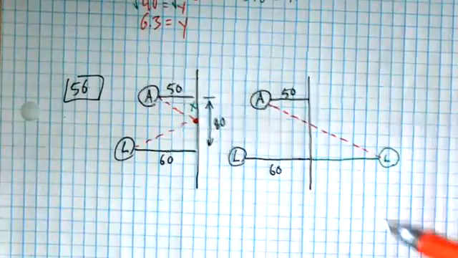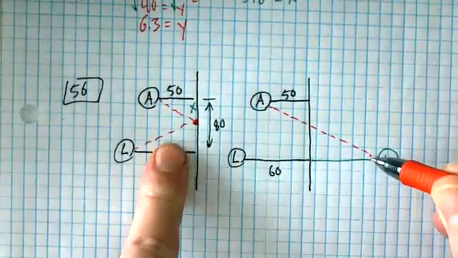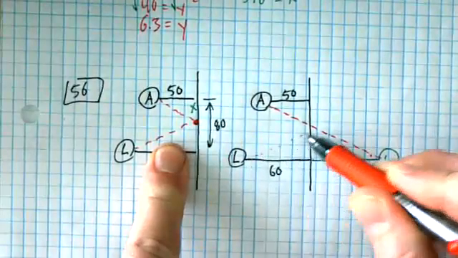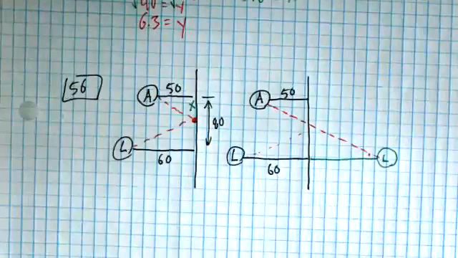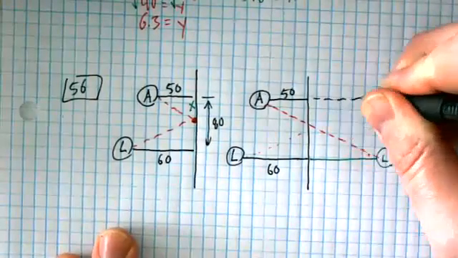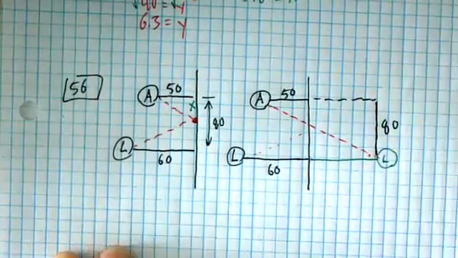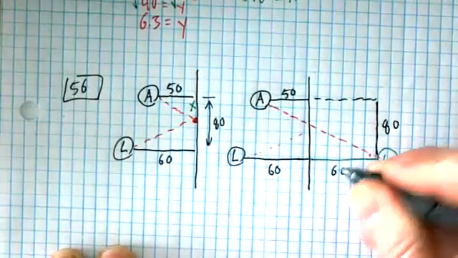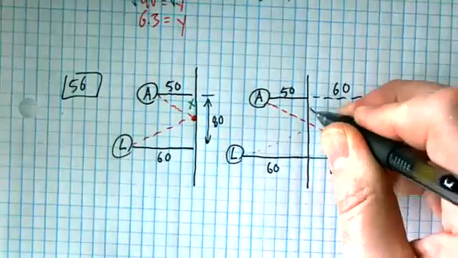Now, would you agree that this fake distance over here would be exactly the same as this distance right here? It would have to be, right? Because this is just a reflection. Reflections preserve distance. So now we've got a triangle, and we know that this is 80. And since we reflected this over, this would be 60 here, which would also be 60 up here. And we're trying to solve for this.